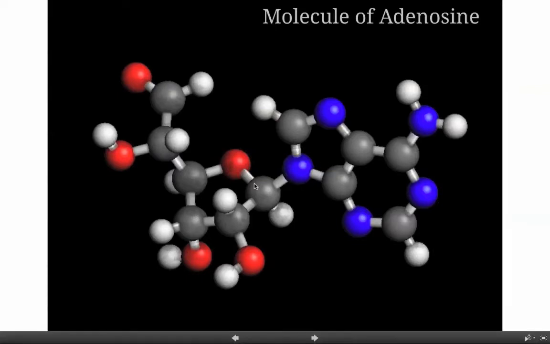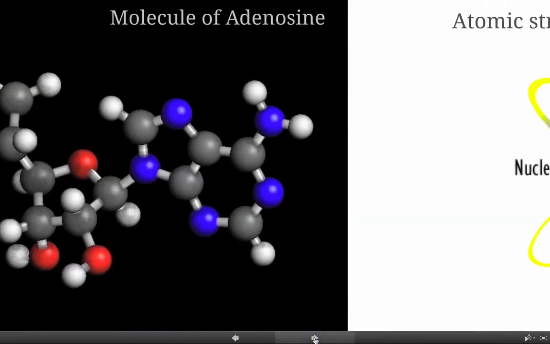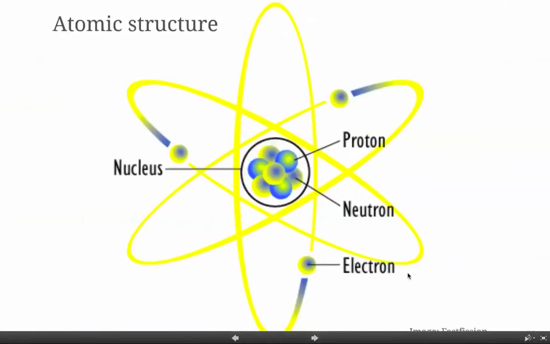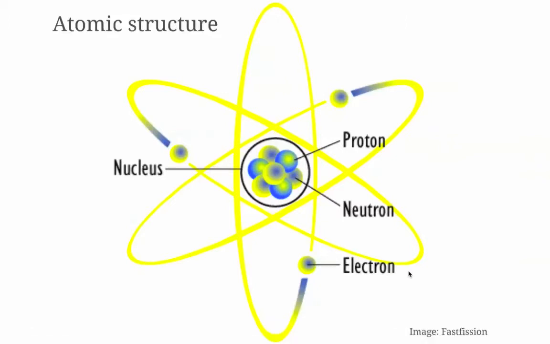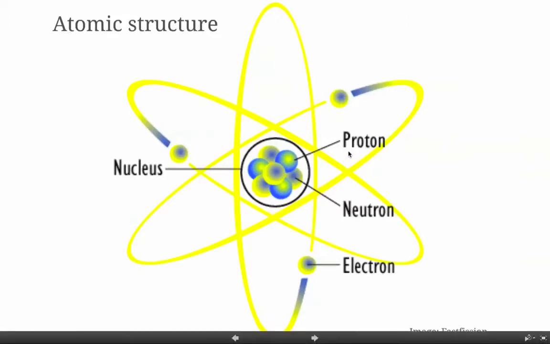But for now, I just want you to see that this molecule of adenosine is made up of individual atoms. And we can zoom in on one of those atoms. This is a caricature of an atom showing the three components within the atom. So we can break an atom down into protons and neutrons, and they're found in the center, or nucleus, of the atom. And then there are electrons, which in this diagram are depicted as these little balls zooming around, or orbiting around the nucleus.